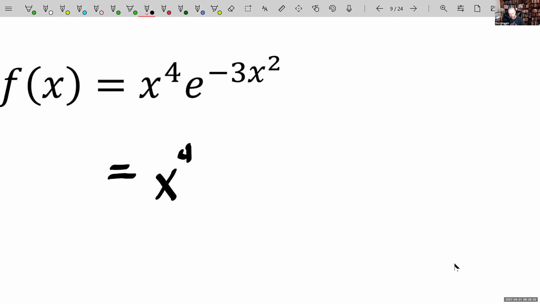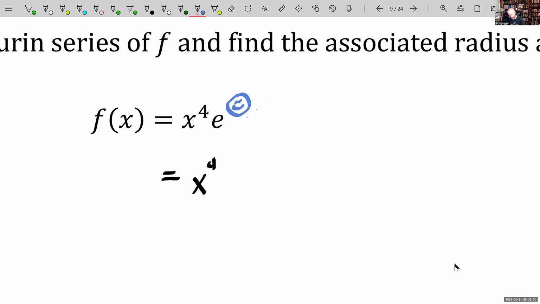This is like, for example, e to the happy face. I need a bigger pen. Let me zoom out to make my happy face big enough. It's like e to the happy face, and we happen to know the power series expansion for e to the happy face. We just wrote it down.